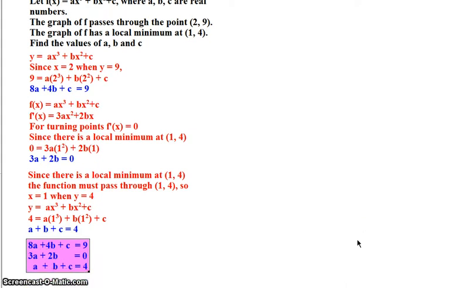So we have three equations now in a, b and c, which gives us enough information to solve for a, b and c. We have three equations and three unknowns. Now you could do it manually, but I'm going to use a calculator.